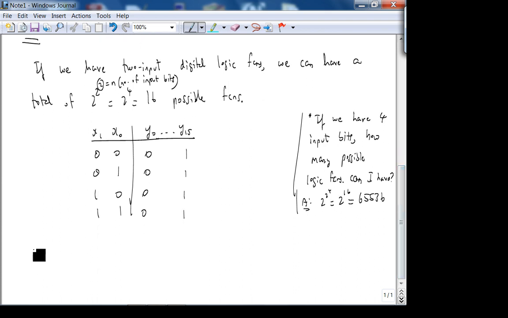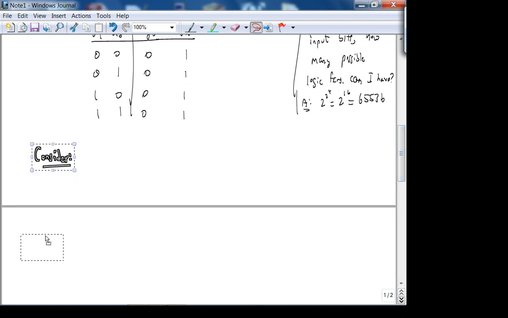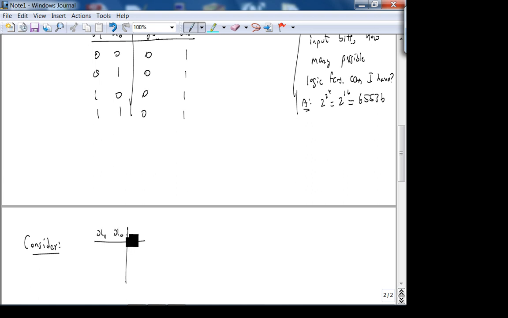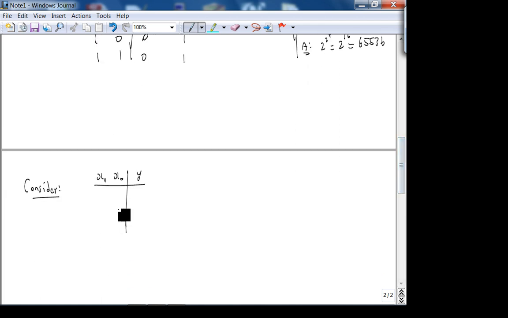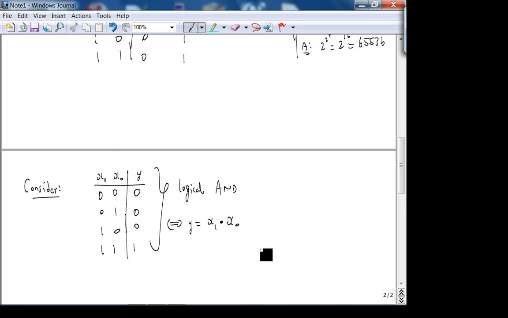So let's look at one particular function. Consider this function. Let me go to the next page. X1, X0, and let's call this Y. Here it is: 0, 0, 0, 1, 1, 0, 1, 1, with outputs 0, 0, 0, 1. This is called the logical AND function. The mathematical expression for this is Y equals X1 dot X0.